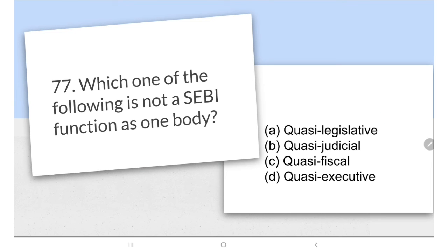Question 77. Which one of the following is not a SEBI function as one body? It is quasi-legislative, it is quasi-judicial, it is quasi-executive too. So from this we can see it, option C. It is not quasi-physical. Next question.